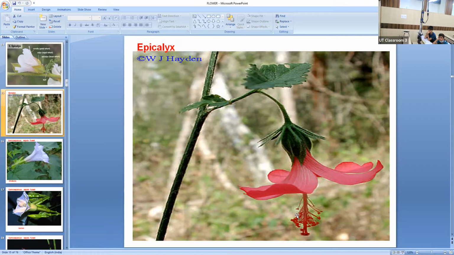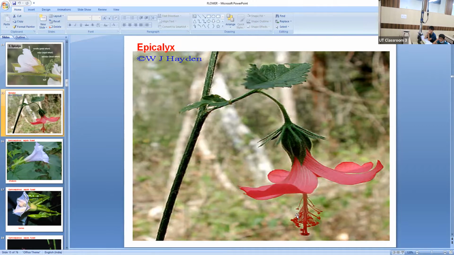On what basis are we talking about essential and non-essential? Is the part of the flower directly engaged in reproduction? If yes, that is an essential part of the flower. Then which are the parts of the flower directly engaged in reproduction? Stamen, carpel. Which are the parts of the flower which are not directly engaged in reproduction?